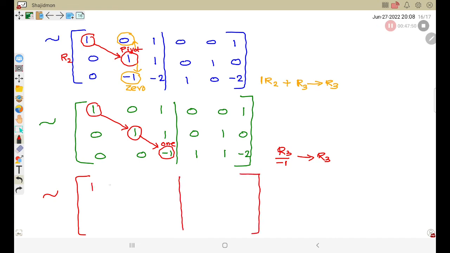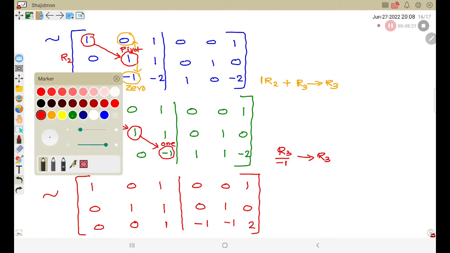First row same 1 0 1 0 0 1. Second row same 0 1 1 0 1 0. Third row complete number divided by minus 1. 0 divided by minus 1, 0. 0 divided by minus 1, 0. Minus 1 divided by minus 1, it is 1. Correct? And 1 divided by minus 1, minus 1. 1 divided by minus 1, minus 1. Minus 2 divided by minus 1, that is 2.